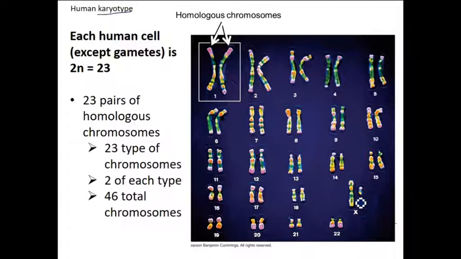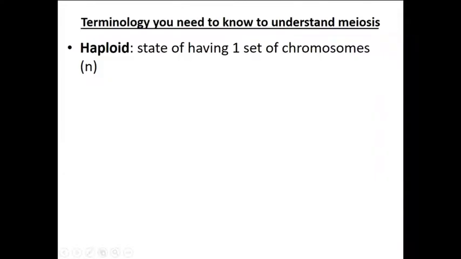They're homologous pairs. Okay, so humans have 23 pairs of homologous chromosomes, so that means we have 23 types of chromosomes, and we have 2 of each of them, meaning we have 46 total chromosomes in each of our cells. We have those same 46 chromosomes.